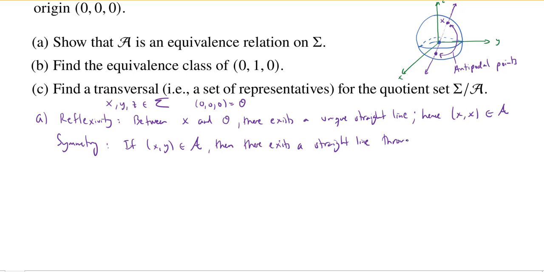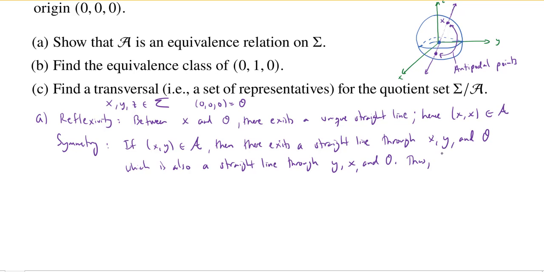There exists a straight line through x, y, and the origin. But of course, this is also a straight line through y, x, and the origin. Not necessarily in that order, but it doesn't matter. Thus, y comma x is an element of A.